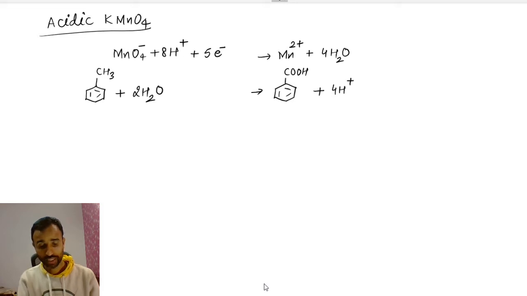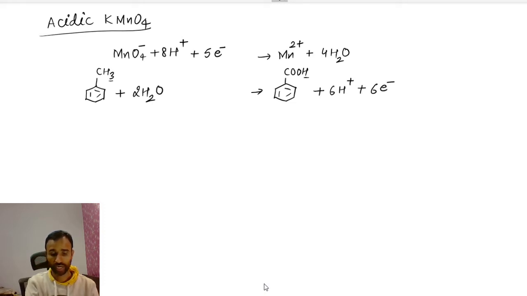Along with 4H plus, say hydrogens. To balance hydrogen, 1 hydrogen is here out of 3, so 2 more hydrogens we have to add. That means total H plus ions added should be 6. Because we add H2O to the side deficient of oxygen and double the number of H plus ions to the opposite side, and add H plus ions to the side deficient of hydrogen. That is the rule. Now balance the electrons. On the left side it is neutral. On the right side there are 6 positive. So we add 6 electrons.